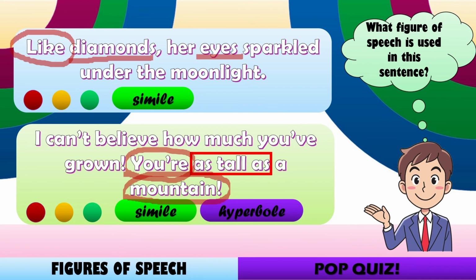However, this could also be an expression of a hyperbole because if a person is considered as tall as a mountain, it's quite impossible. No one is as tall as a mountain. It's near impossible for a person to actually be as tall as a mountain. This is merely an expression used to mean that a person is very tall or quite taller than everybody else.